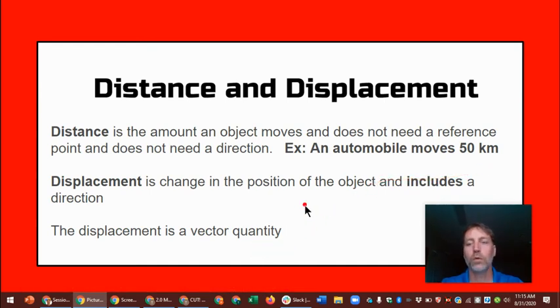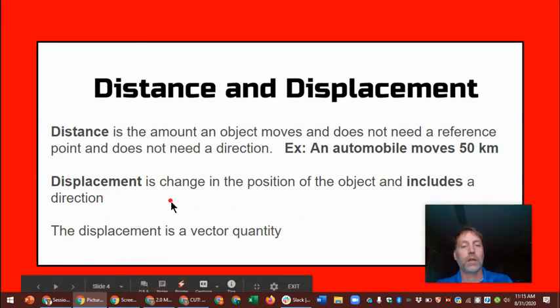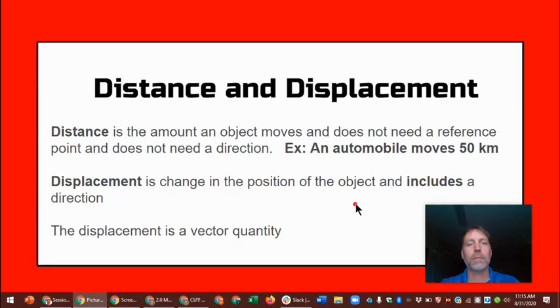An object moved 40 feet up into the air. An object moved 67 inches down. Sometimes these directions can be relative, meaning they could be up or down, right or left, east or west, north or south. So distance is just a measurement of how much that object has moved, and displacement includes that movement plus a direction. Displacement is what's called a vector quantity, which we were talking about last time. That's the main thing I want you to learn from this little lecture today.